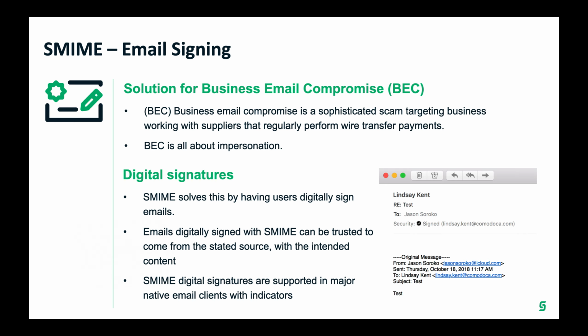The FBI has warned us about business email compromise. We've been talking about that in the previous slide. The solution is to digitally sign emails. S/MIME is a technology that enables us to do this, and the best part is that email clients show when an email is digitally signed, as you can see in the screen capture on this slide.